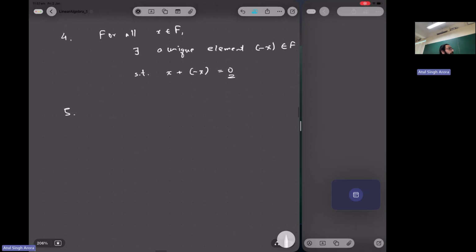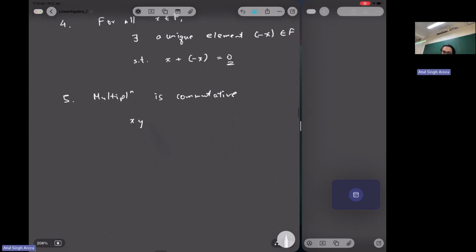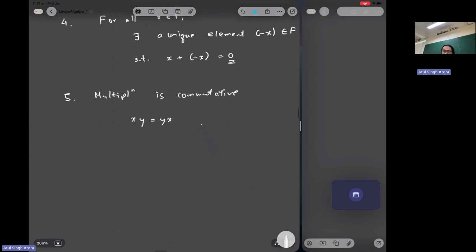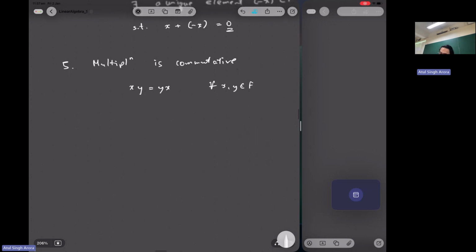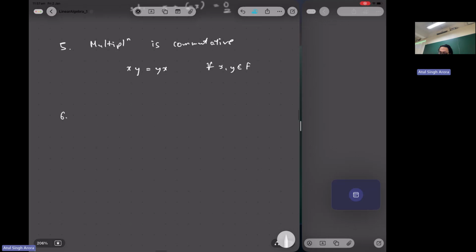And the 5th point is that multiplication is commutative. These are a little bit boring and dry, I know, but we'll do fun things soon, I promise. So xy equals yx. That's commutative, basically how we defined it for addition, for all x, y in the field. Perfect. The number 6 is multiplication is associative.